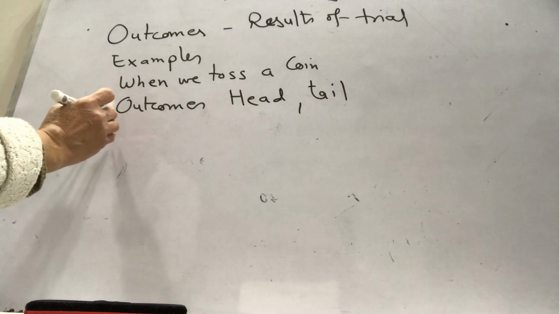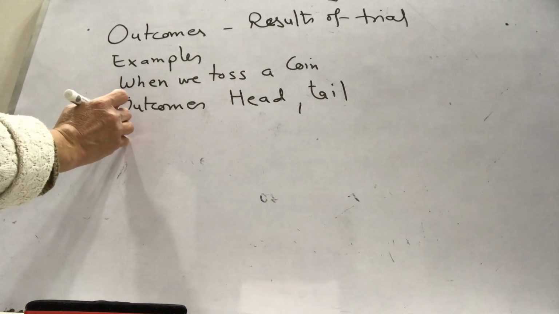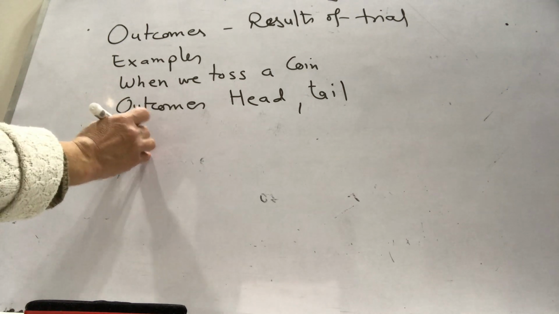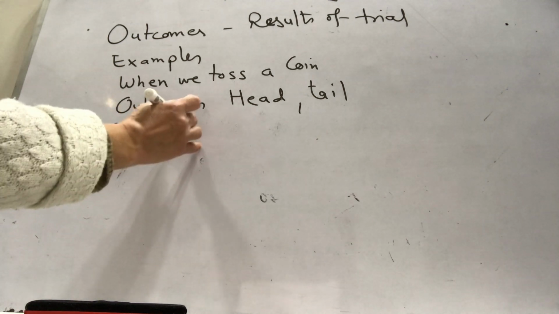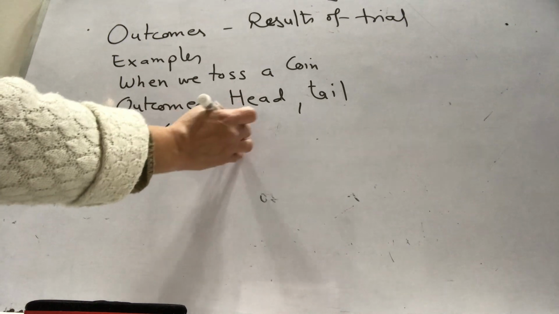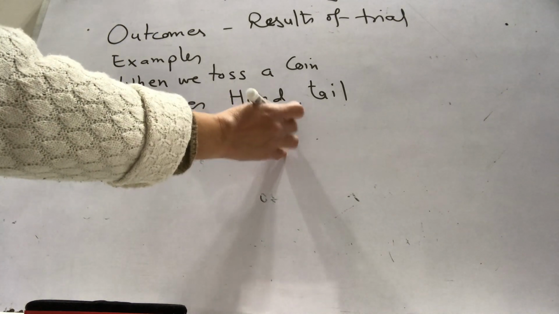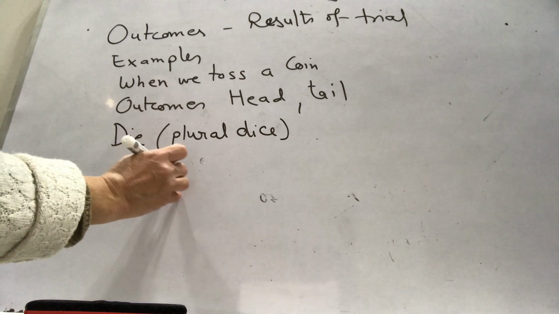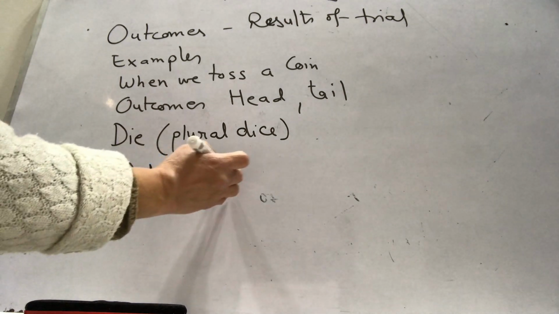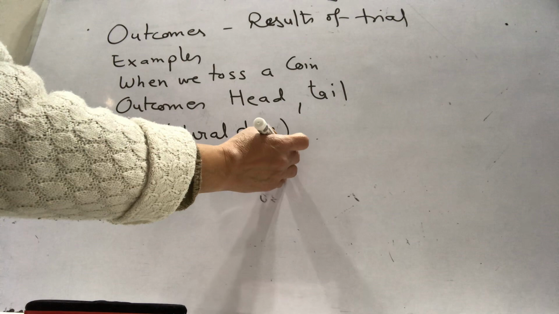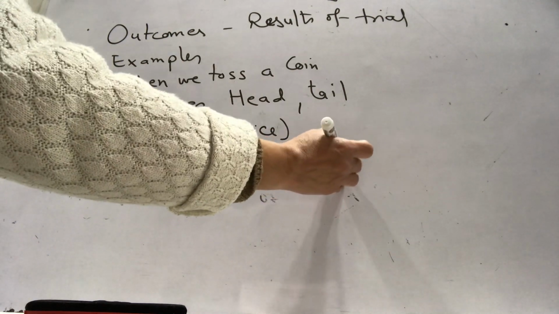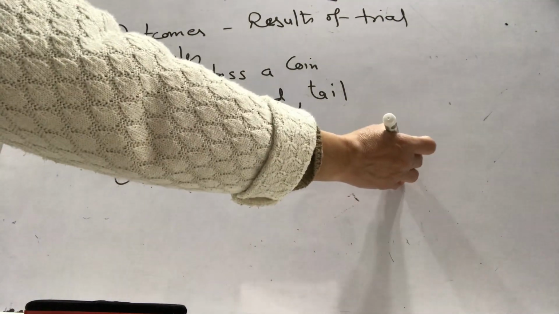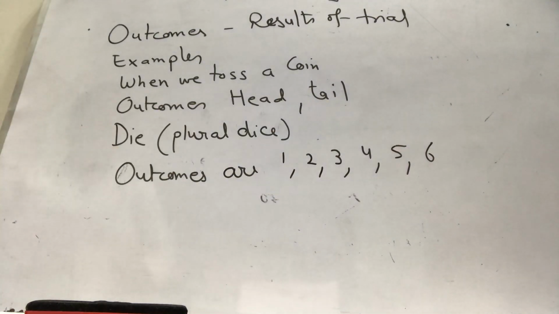And in case we talk about a die, singular is die and for plural we write dice. What are the outcomes? Outcomes are, you have seen a die, outcomes are 1, 2, 3, 4, 5, 6. These are the numbers which we see on a die.